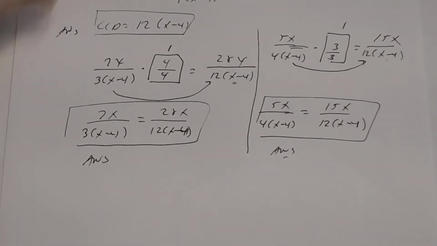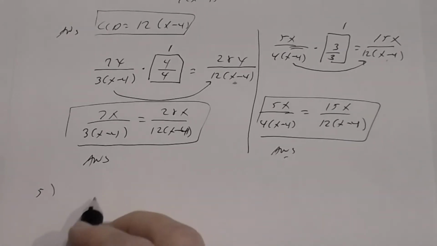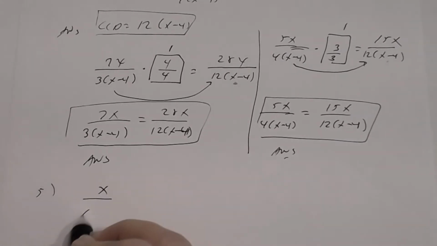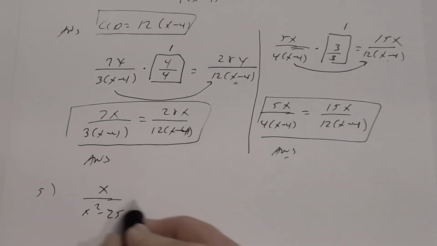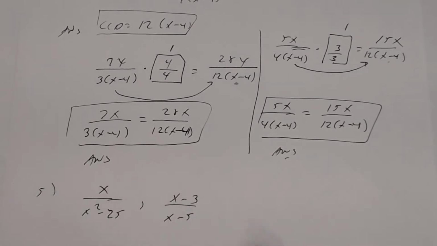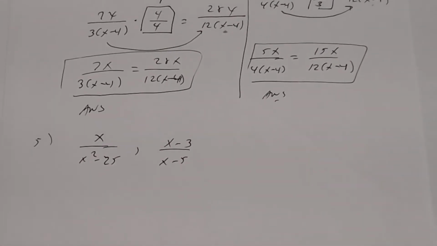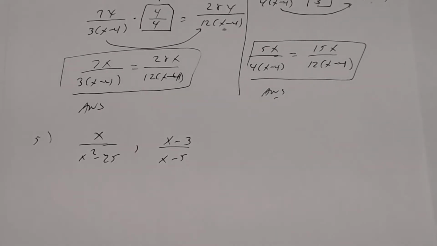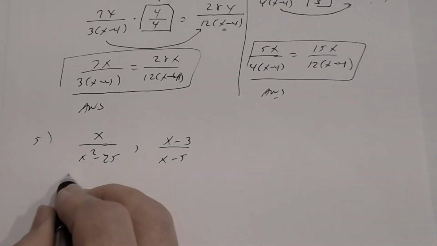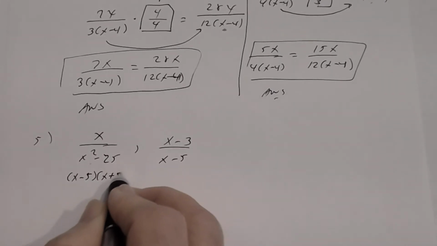Okay, number 5, let's suppose we had this in number 5. We have x divided by x squared minus 25, comma, and then x minus 3 divided by x minus 5. So let's suppose we had that. So first thing you want to do is make sure that you factor your denominators. So you see that's x squared minus 25. That's the difference of two squares. So I can factor that as x minus 5 times x plus 5.